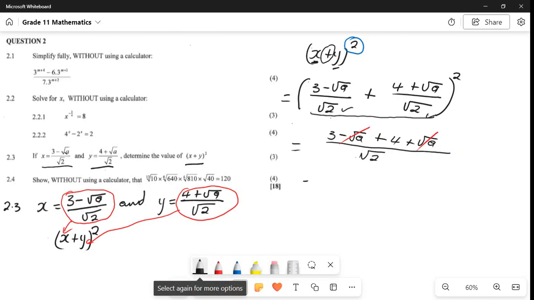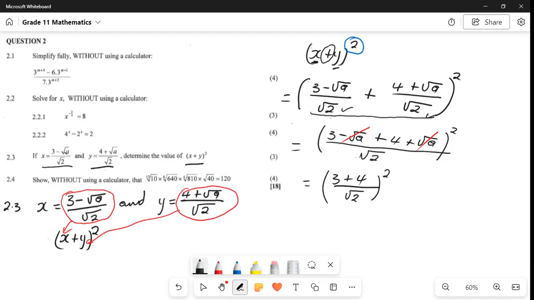On top here, we'll be left with 3 plus 4. Oh, yeah, I forgot to square. You see the mistakes that we are making, that can cost us a lot of marks. We must never forget to continue with the square. So on top, 3 plus 4 equals 7, divided by square root of 2.